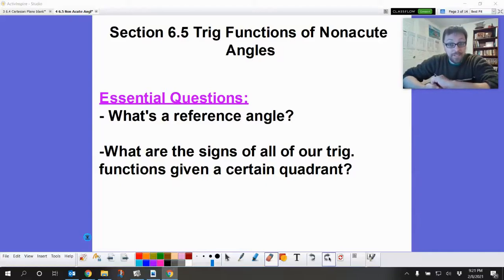Hi, welcome to section 6.5. What we're going to be doing is combining a little bit more information together from what we did last time to try to smooth out the edges and make sure that we understand everything that's going on.